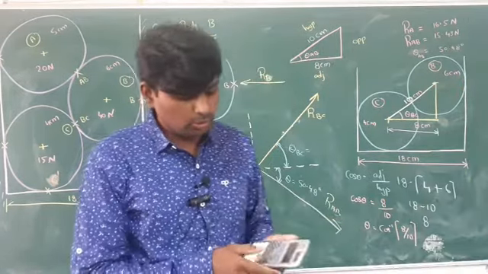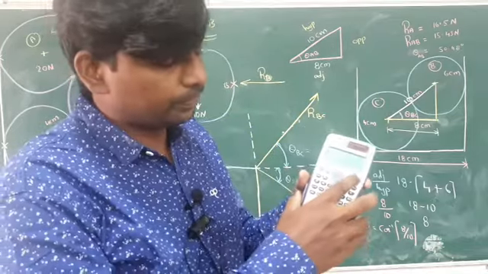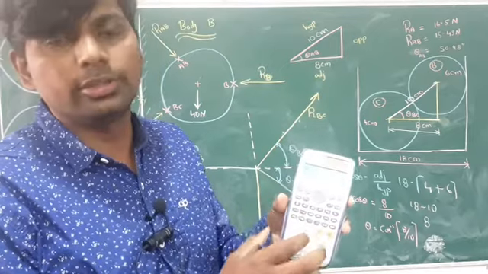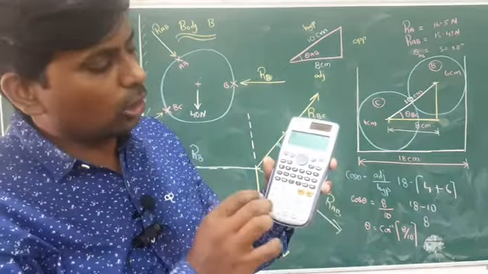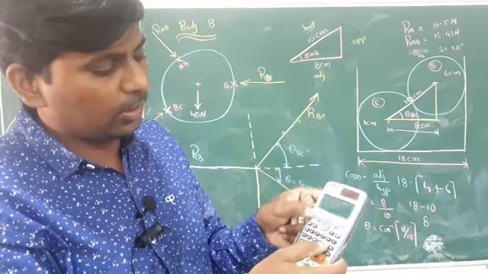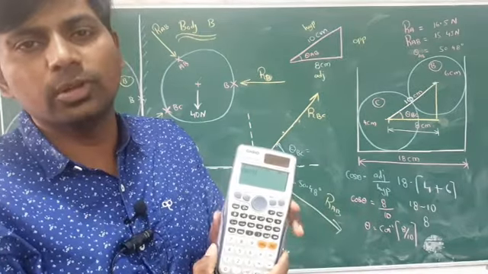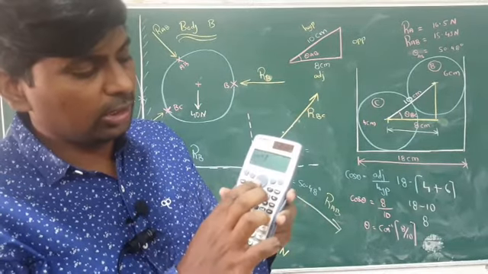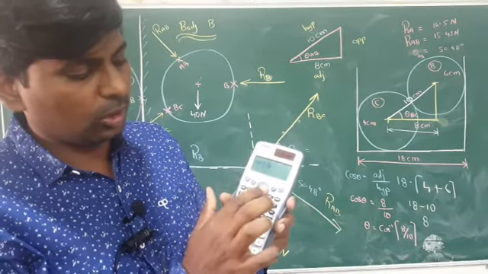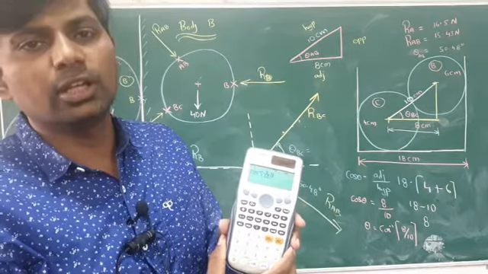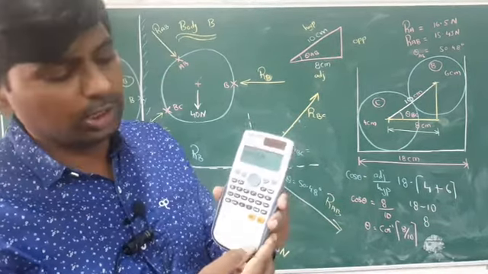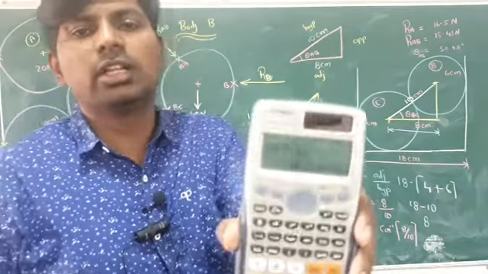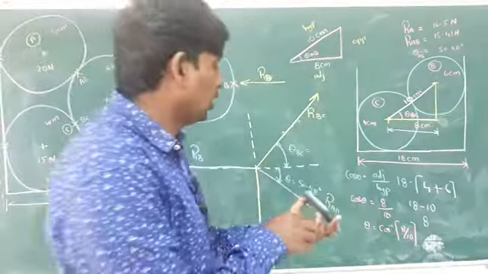See, here I told you what you have to press: shift cos, then cos inverse will be represented. After that you have to take the fraction. In the fraction, 8 by 10 is there. So cos inverse of 8 by 10. How much will you get? 36.86. So you got the theta here.